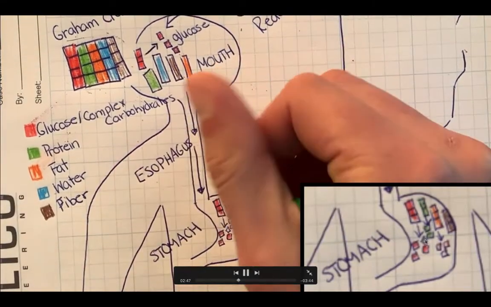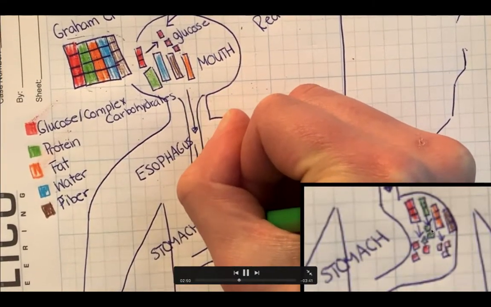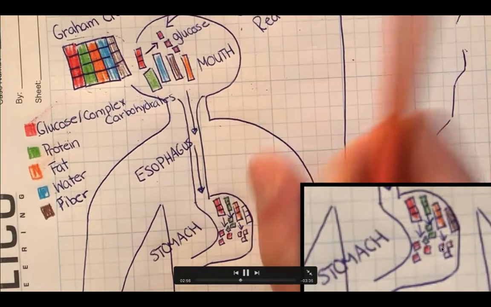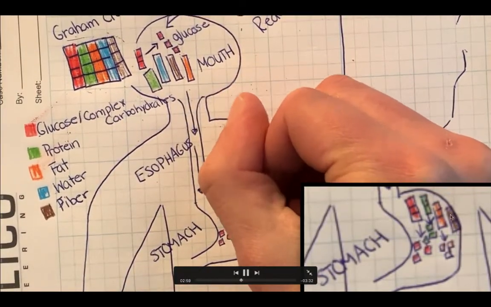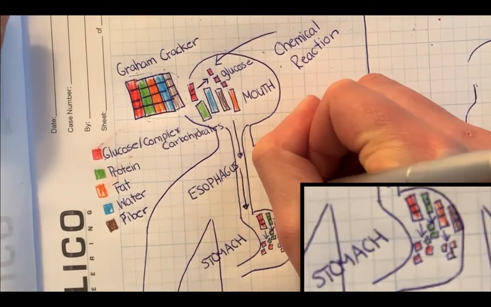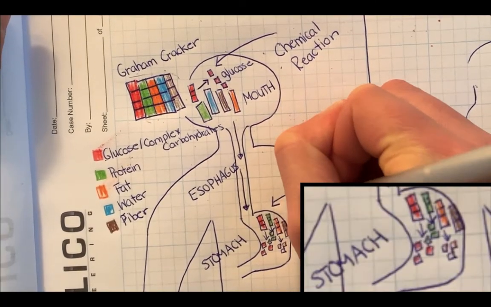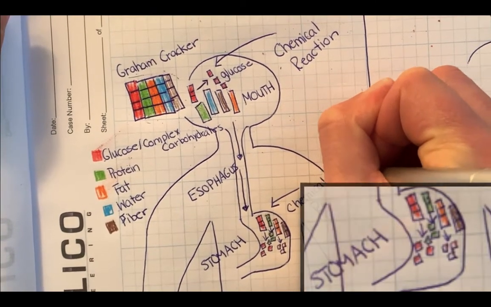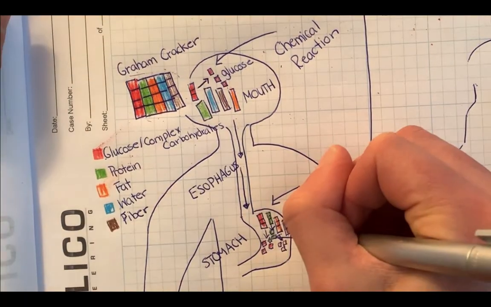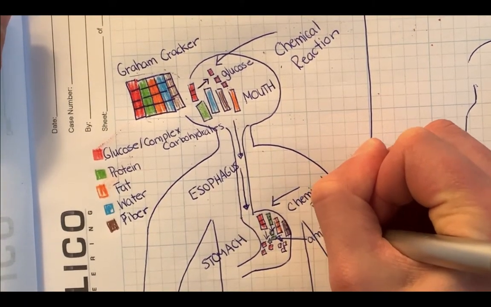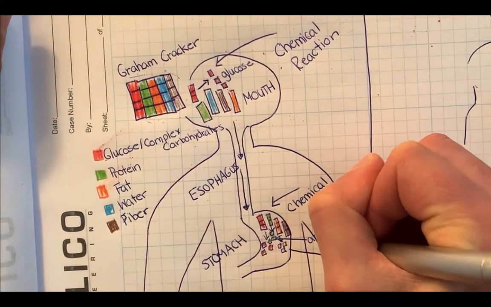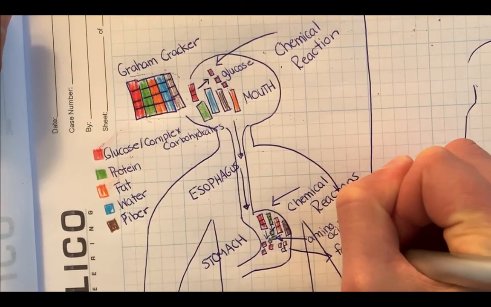I have my protein breaking into amino acids. I have my fat breaking into fatty acids. And I have my fiber, which is not breaking down. There's no chemical reactions. And again, I'm going to draw an arrow here and say chemical reactions. And I already labeled these little red ones as glucose. If I can fit it, I'm going to draw a little arrow. Amino acids. That's green. The proteins are breaking down into amino acids. And this one is fatty acids.